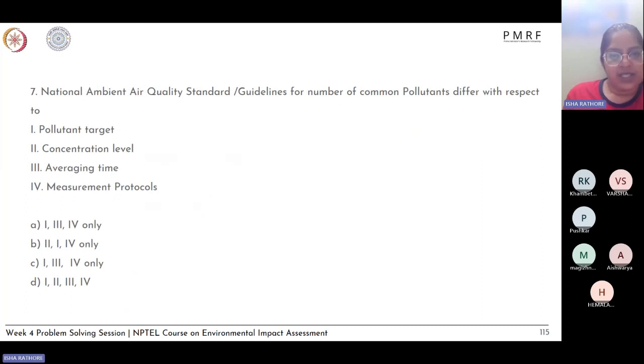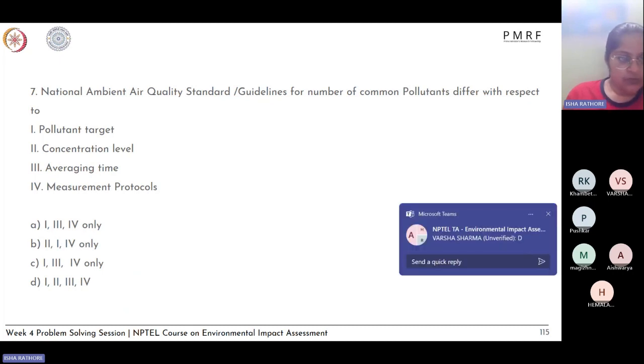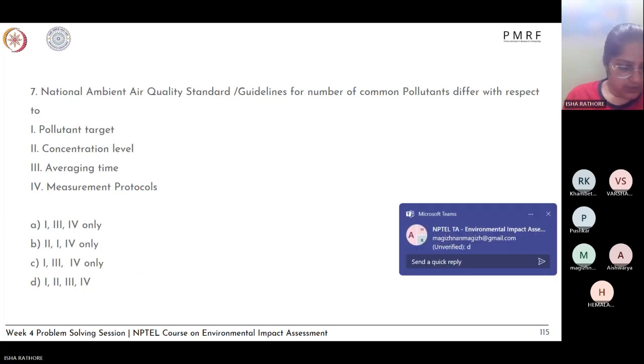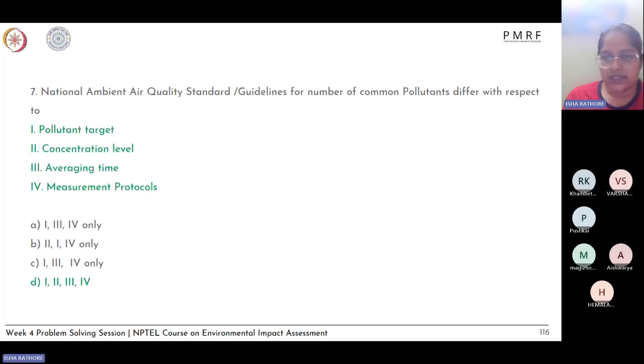The National Ambient Air Quality Standard or guidelines for the number of common pollutants differ with respect to one, pollutant target, two, concentration level, three, averaging times, and four, measurement protocols. So, which of these is the difference between the national air quality standards in differing with the pollutants? Okay, so we have a lot of D's. So D is the correct answer. That is, it considers all of these different parameters to differentiate between the pollutants and their guidelines, basically. So D is the correct answer.